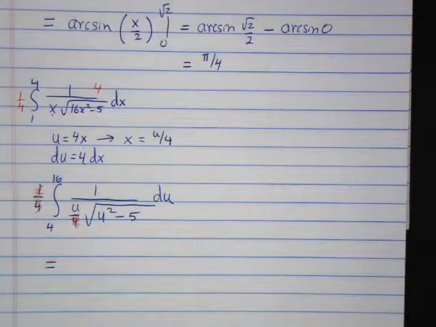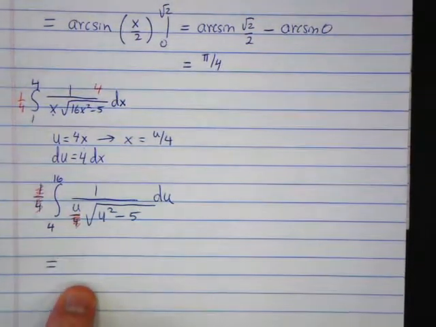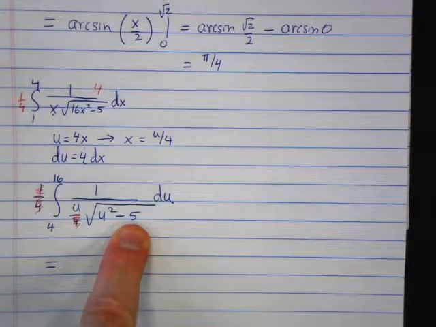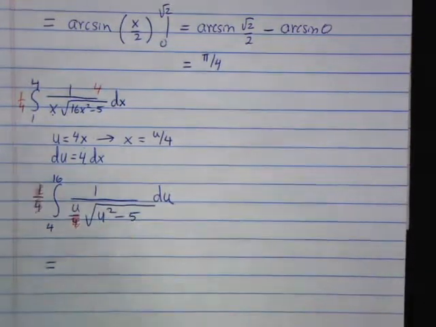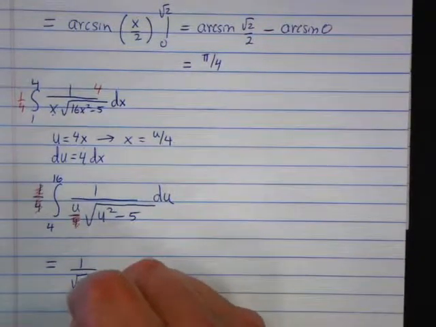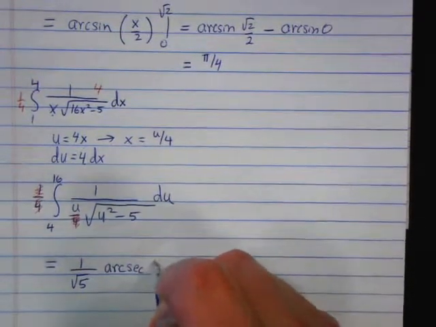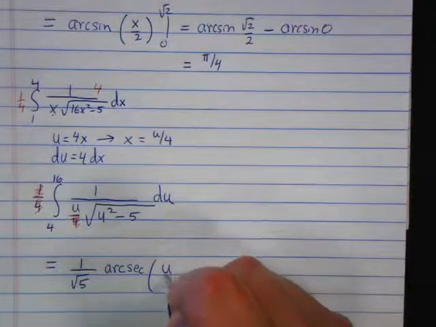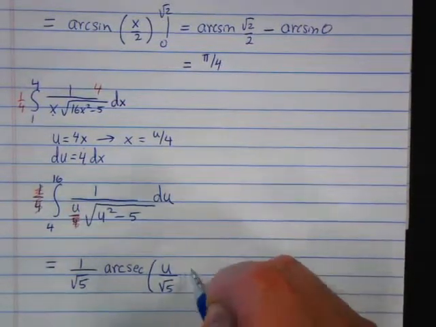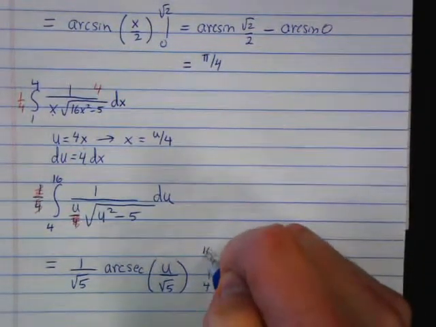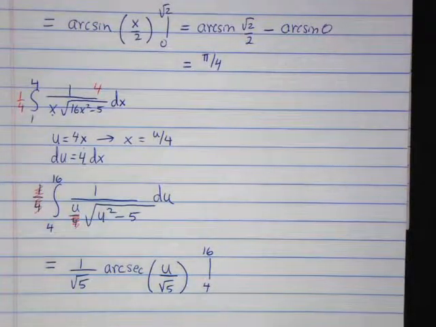this falls into our arc secant pattern, correct? And our arc secant pattern had a 1 over a out front. What's a? a is square root of 5. Because square root of 5 squared gives me 5. So this is 1 over the square root of 5 arc secant of u over a, so it's u over the square root of 5. And then we've got to plug in our numbers, 4 and 16. Okay, plug in my numbers.